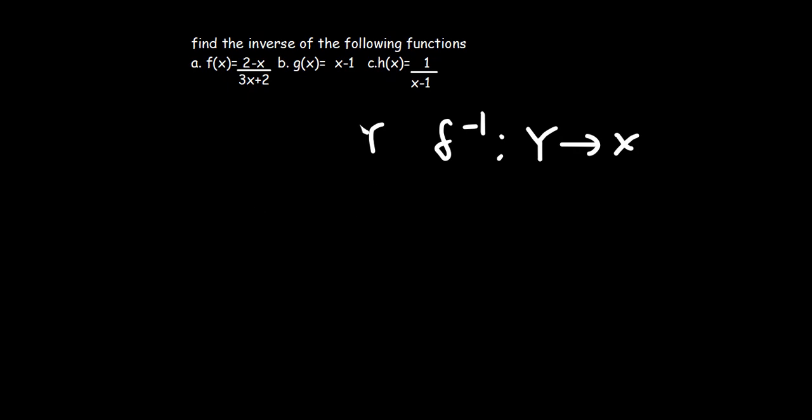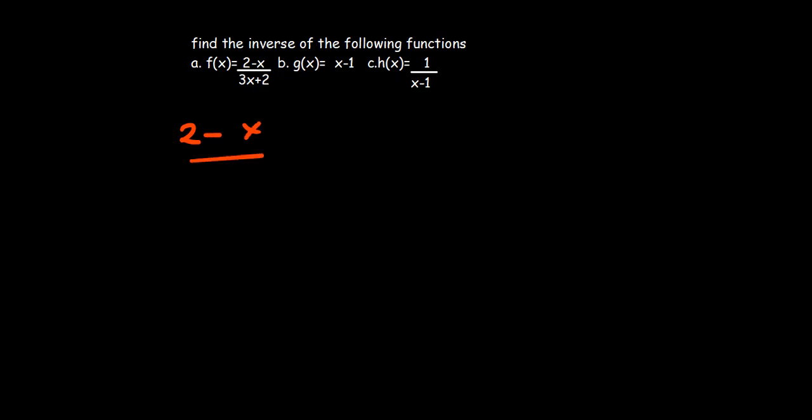Okay, so question 1 reads, find the inverse of the following functions. f of x is equal to 2 minus x divided by 3x plus 2. So how do we find the inverse? So this is f of x, equal to that. How do we find the inverse?